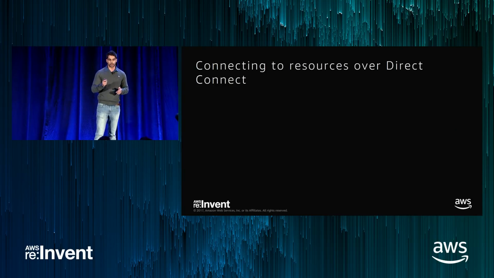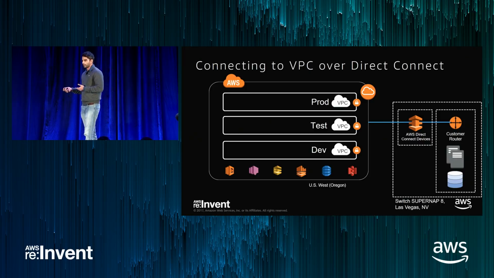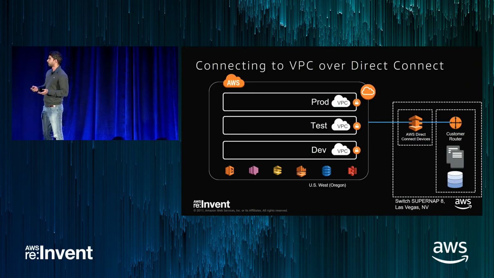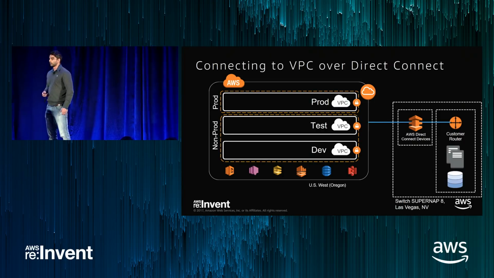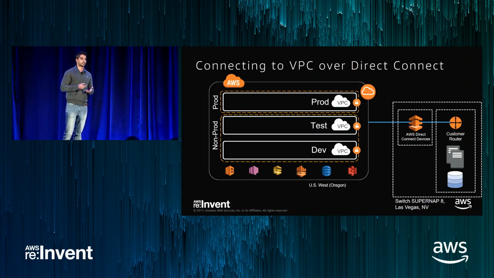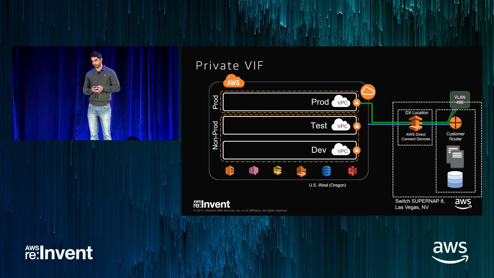So let's start with talking about the previous model. Let's say you have an AWS infrastructure which consists of multiple VPCs: prod, test, dev VPC. They are isolated in their own accounts. Now, in order to access resources, you need to create a virtual interface. For a VPC, it's called the private virtual interface.